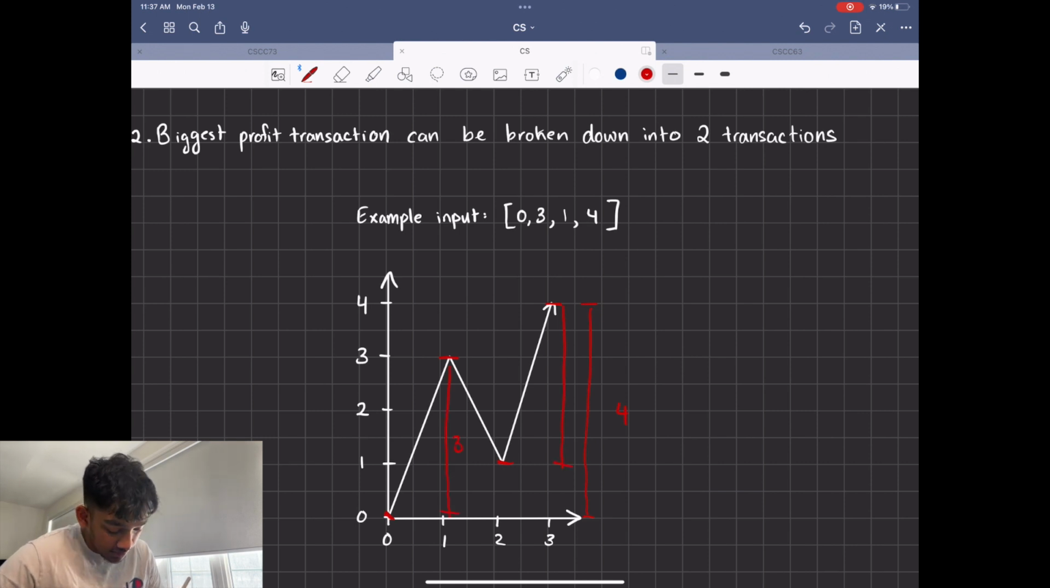So this one has a profit of 3, this one also has a profit of 3. So 3 plus 3 is equal to 6, which is a much bigger profit. Now this is a little bit hard to implement efficiently. How are we going to find those small sub-transactions? Are you going to check every single one using brute force?